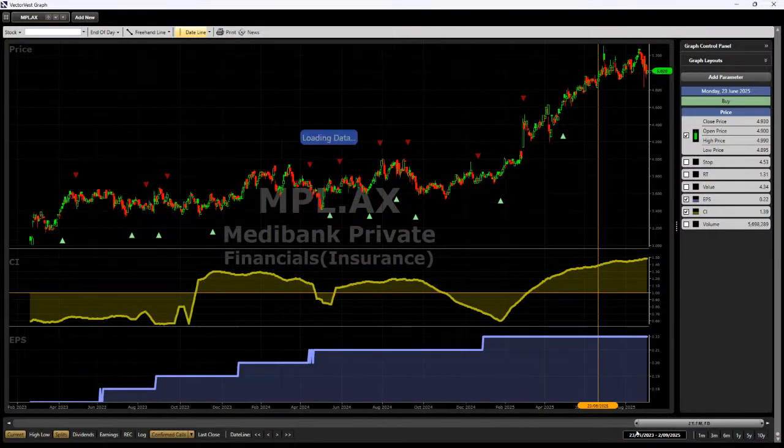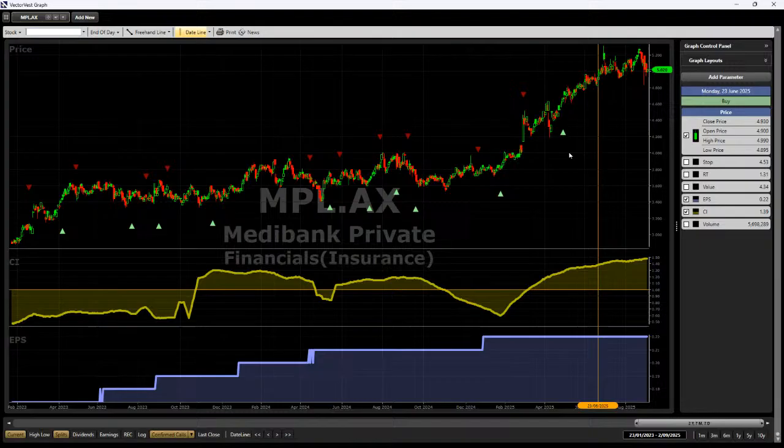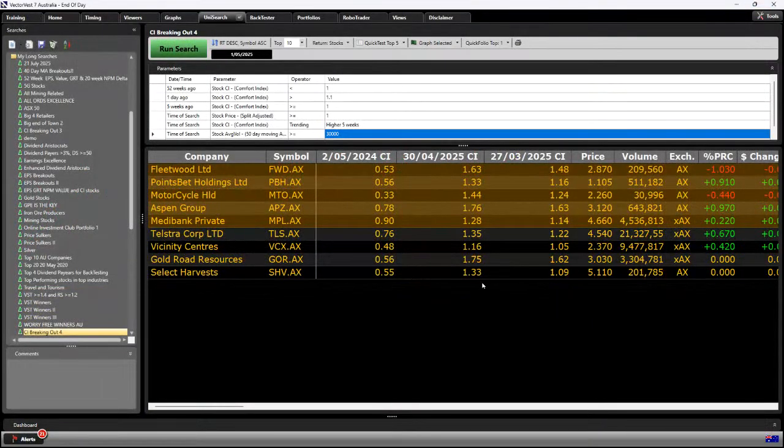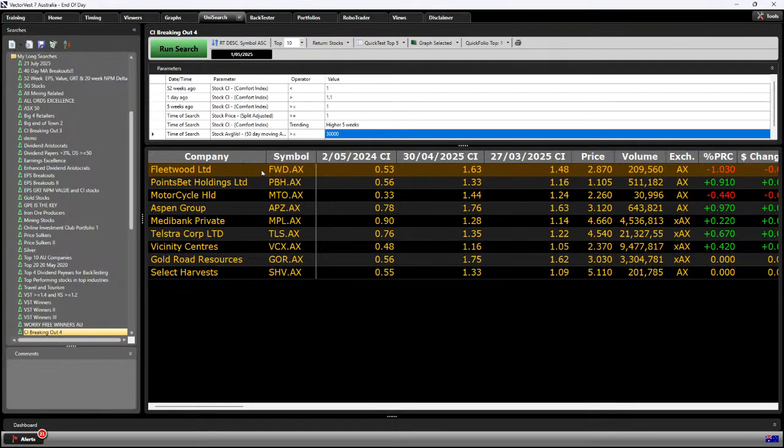This is not our strongest one here. Okay, but nonetheless, it still goes up. So there it is. That's how you do it. You don't have to build this search like I've shown you here. This is just a bit of fun to find it. If you don't want to design the breakout, we've got all these in here already for you.